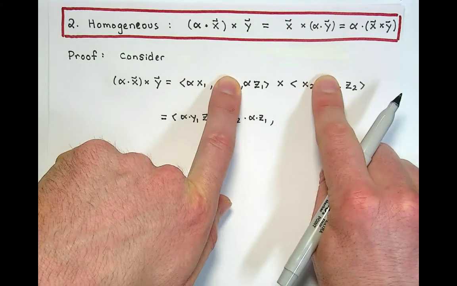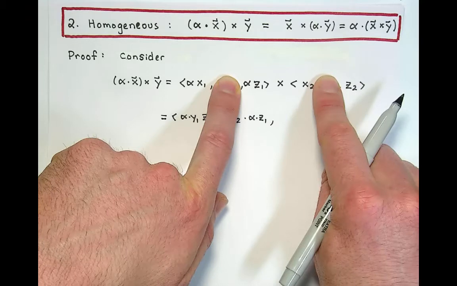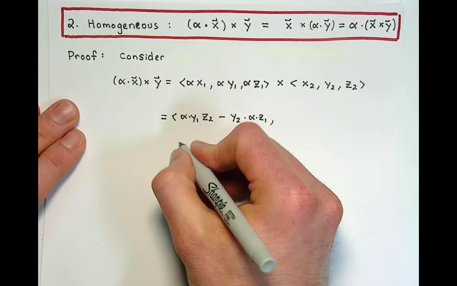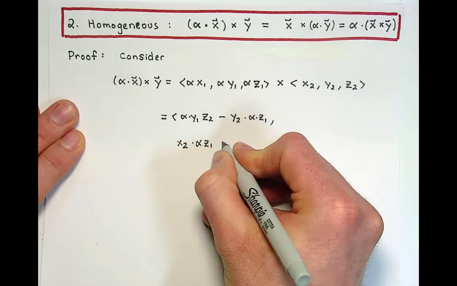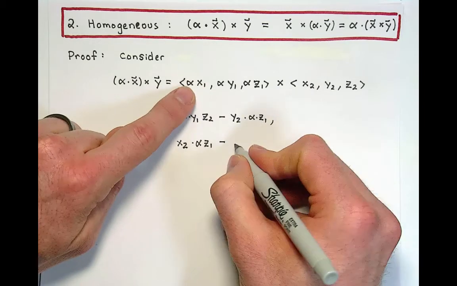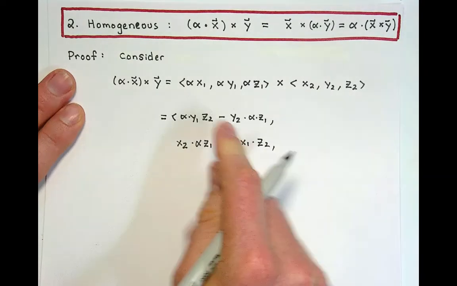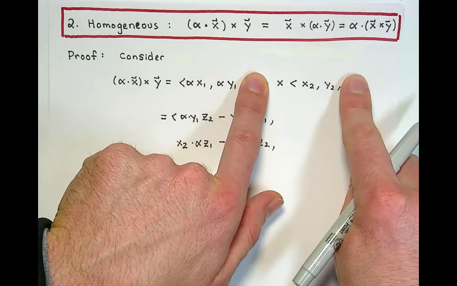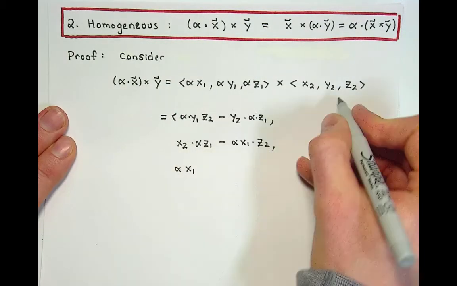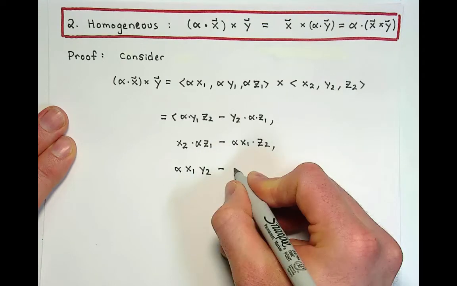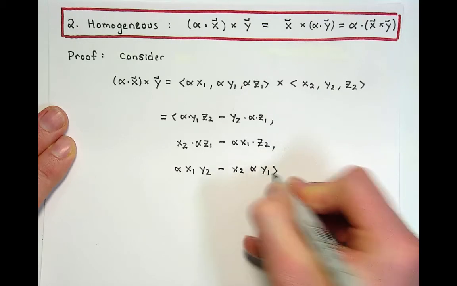Here we go. We take the second component by canceling those out, and then we find the area of the parallelogram in reverse. So in this case, we have x2 times alpha z1 minus alpha x1 times z2. And then finally, we cancel out the z components, and we just do the straight area of the parallelogram, alpha x1 y2 minus x2 alpha y1.